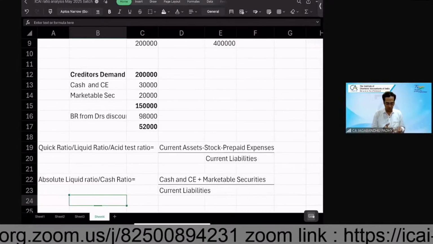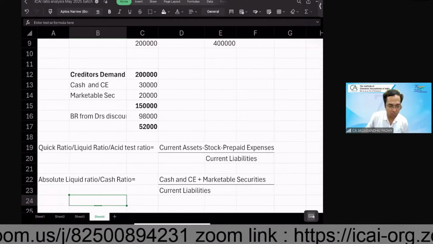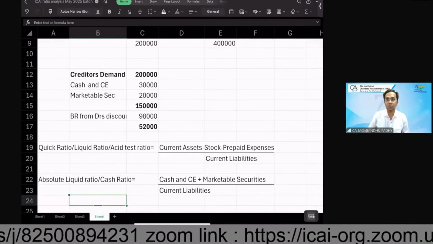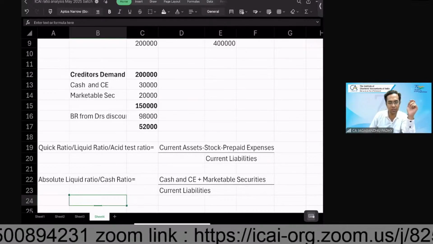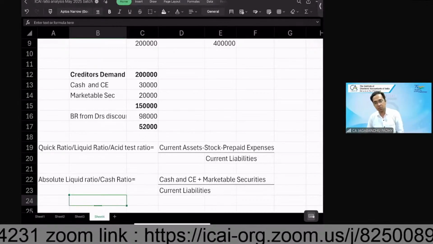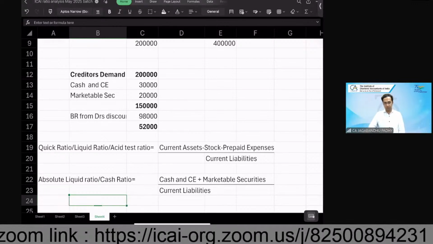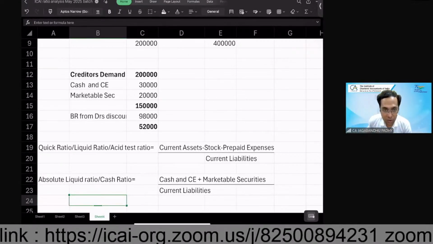Okay, so we have seen the ratios which are having the short-term solvency aspect. Short-term solvency is what we have considered in current ratio, quick ratio, cash ratio. Apart from this, we are also looking at liquidity from a different perspective. Now, what is the different perspective that we are talking of?